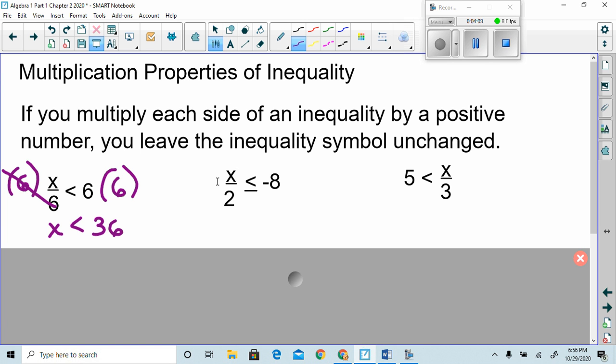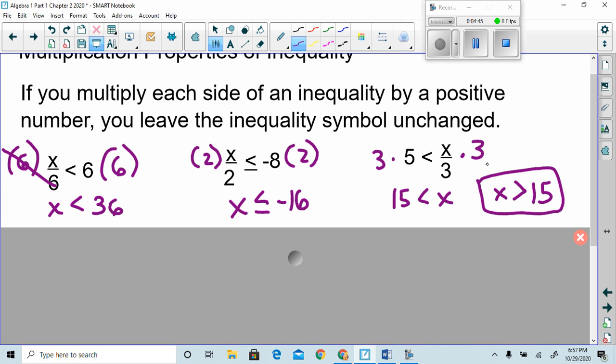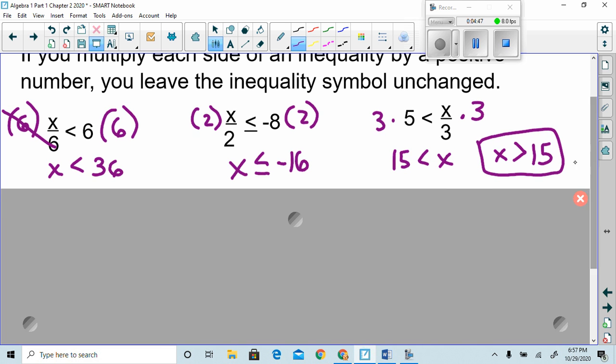I have x divided by 2, so the inverse is to multiply. Whatever I do on the left, I do on the right. I get x is less than or equal to negative 16. Once again, I notice a little bit of a switch here. I am going to be multiplying both sides by 3. I get 15 is less than x. I'm reversing this only because my variable's on the opposite side. Variables always come first. So I'm actually throwing in that rule from the last time just so that we don't forget it.